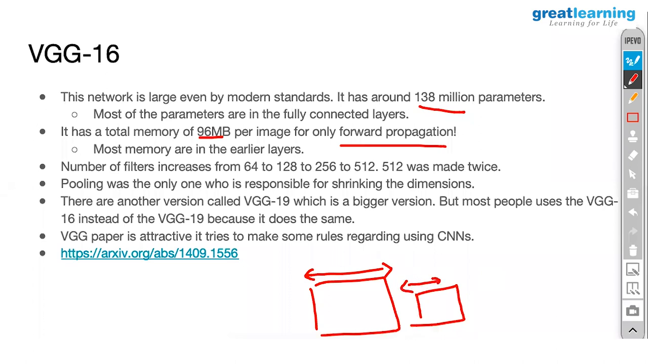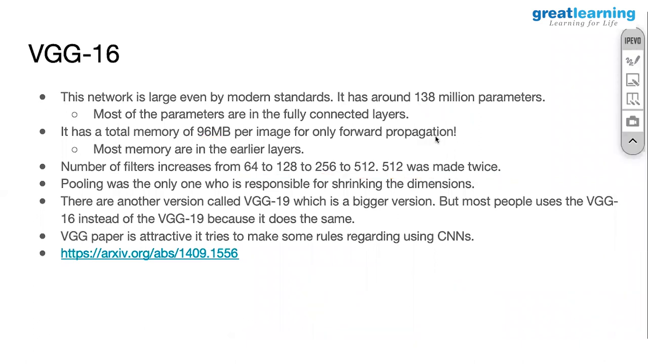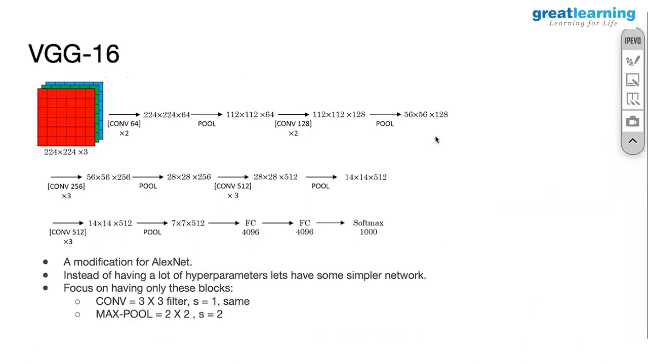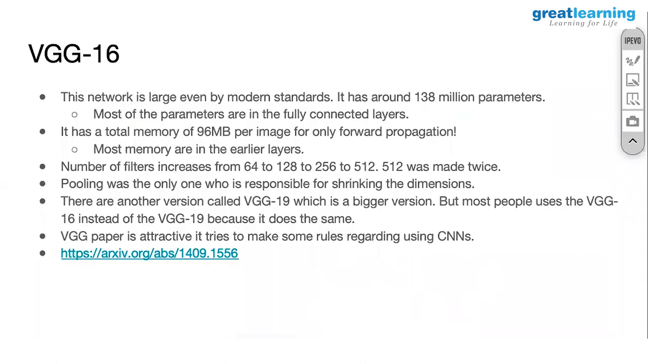Okay. Number of filters increased from 64 to 128 to 256 to 512. And 512 has been used twice. So they are just replicating some numbers from the network. So you don't have to remember all this. Whenever you want to use it, just come back to this particular thing and try to replicate the network. You have the numbers ready. You just have to put it in Keras, add dense in Keras. That's whatever particular command you have to use.